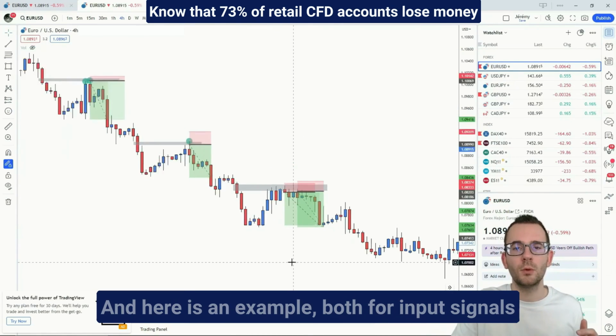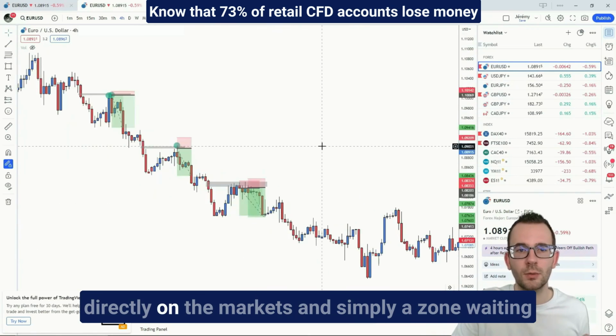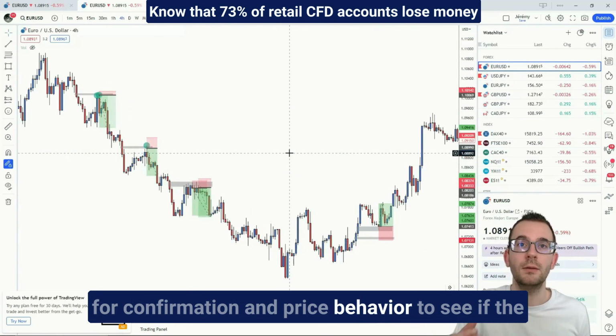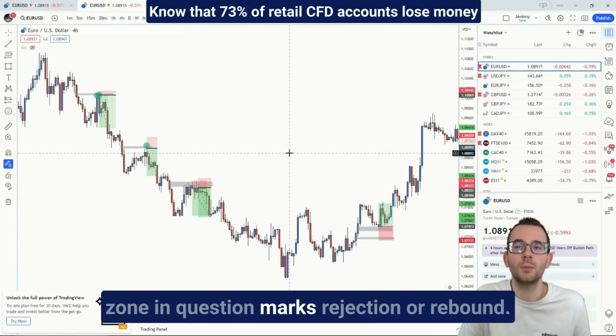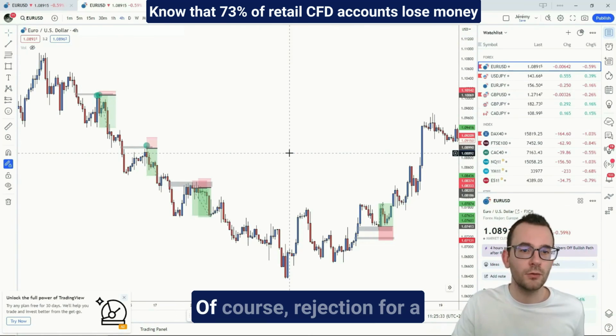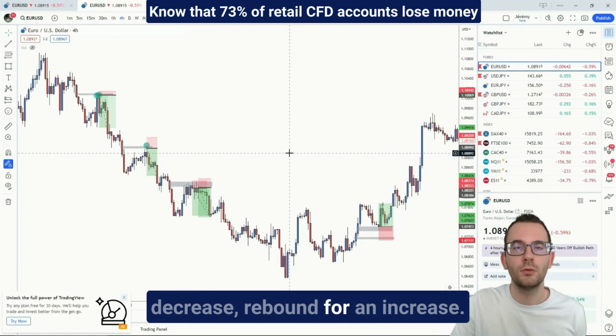And here is an example both for entry signals directly on the markets and simply a zone waiting for confirmation and price behavior to see if the zone in question marks rejection or rebound. Of course, rejection for a decrease, rebound for an increase.